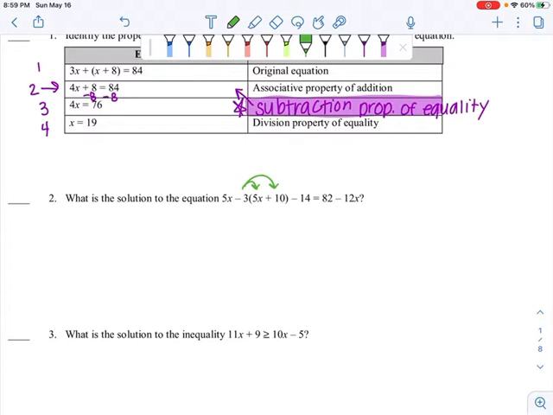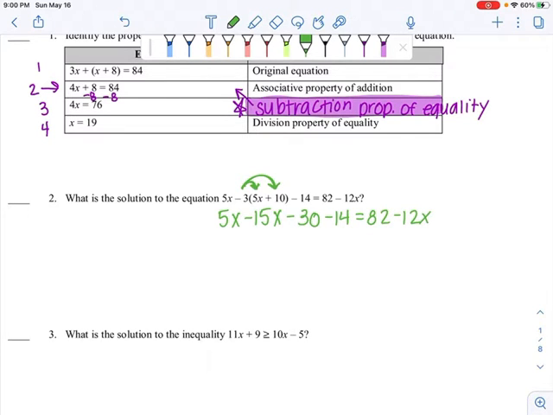So after we do that, we're going to get 5x. And then negative 3 times 5x is going to give me negative 15x. Negative 3 times 10 is negative 30. And then we just bring everything else down as is.